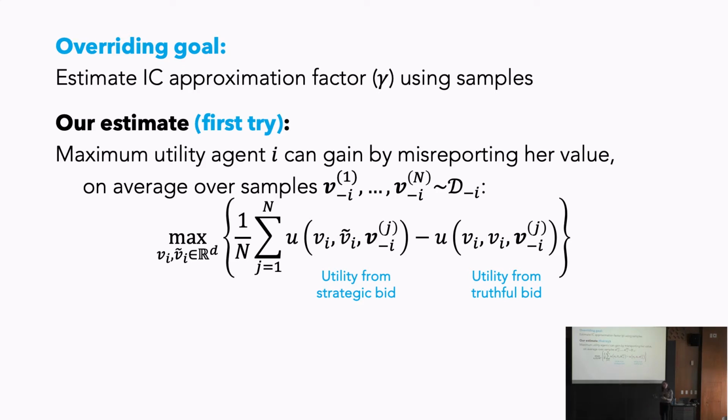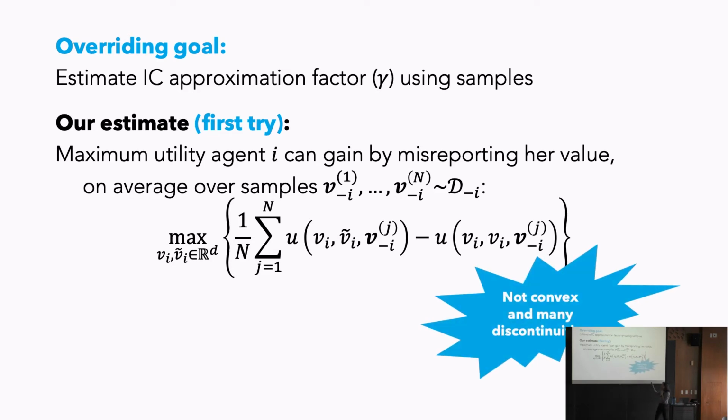And if you get enough samples and you can compute this max value, then indeed this will converge to the approximation factor gamma. But the problem with this approach is that this expression, this average here, is non-convex, and there are many discontinuities, as I'm going to illustrate in a few slides. So actually computing this maximum value, there may not be a finite time procedure.